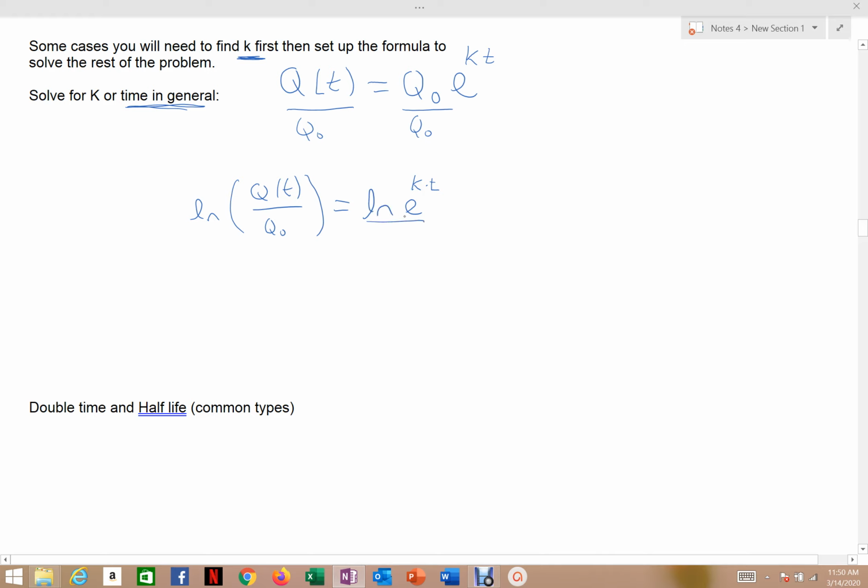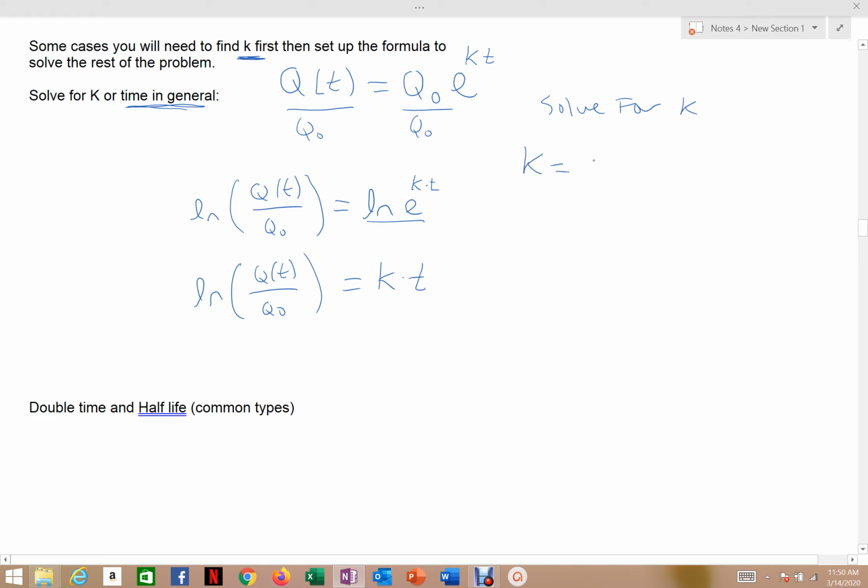So again, inverses, so they undo one another. So I still have the natural log of that quantity at time t over my initial amount equals my growth or decay constant times time. Now it's whatever you're solving for. So this is, again, sort of where we get. And so if we want to solve for the growth constant, solve for k.